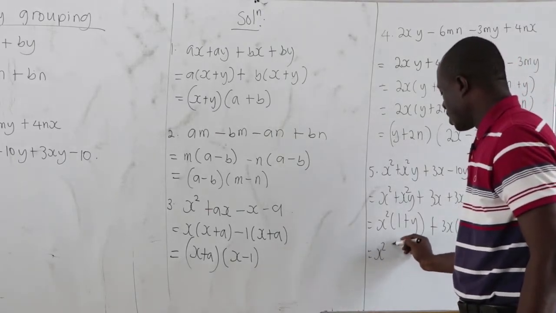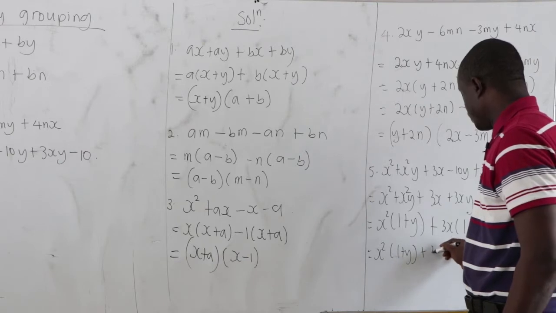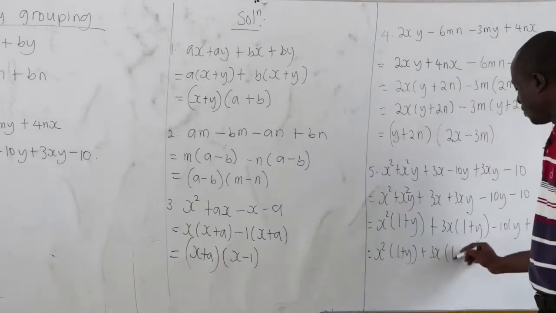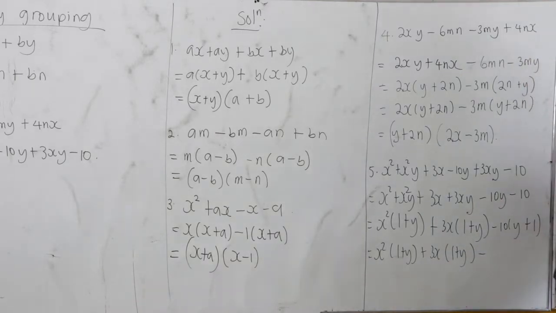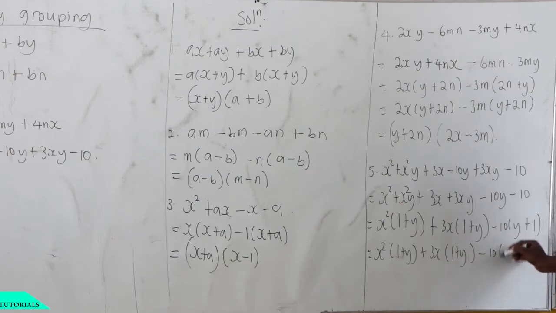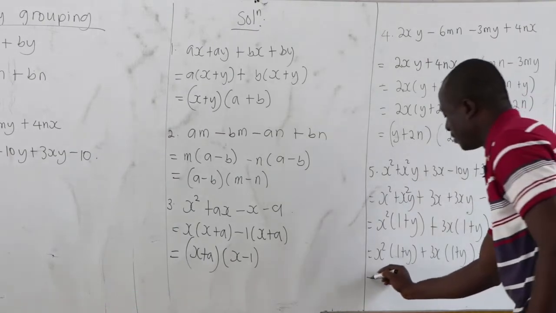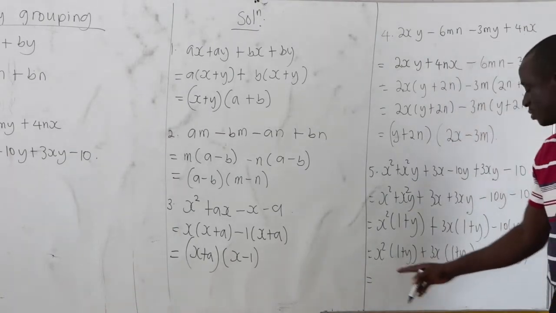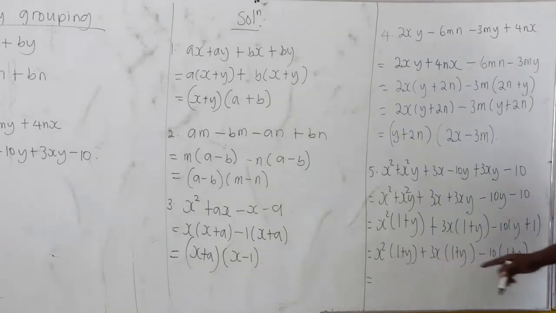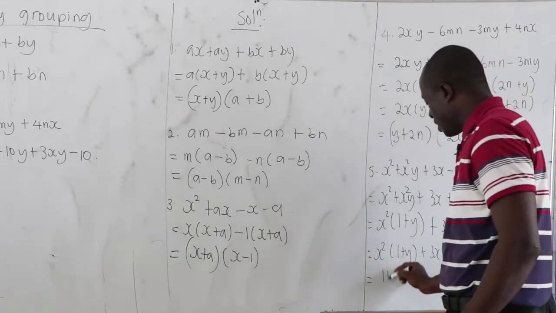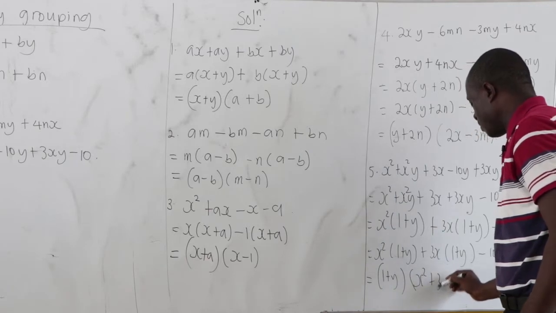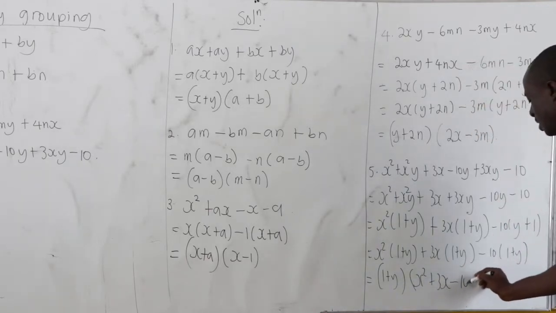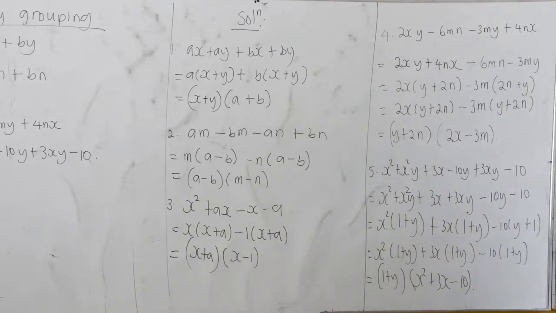So I have x squared, this 1 plus y, plus 3x, we have 1 plus y. And then here we have minus 10. This is also the same thing. I can rewrite it as this 1 plus y. Now, from here, I can see that 1 plus y is common in all three. Bring it out, so I have 1 plus y. What do I have here? I have x squared plus 3x minus 10. This is what I have over here.